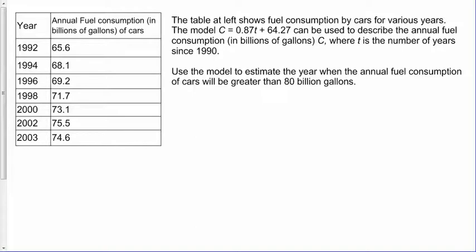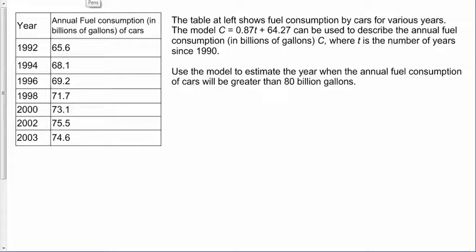The table at left shows fuel consumption by cars for various years. Then they give us the model C equals 0.87T plus 64.27, which can be used to describe the annual fuel consumption in billions of gallons, which we're calling C, where T is the number of years since 1990.